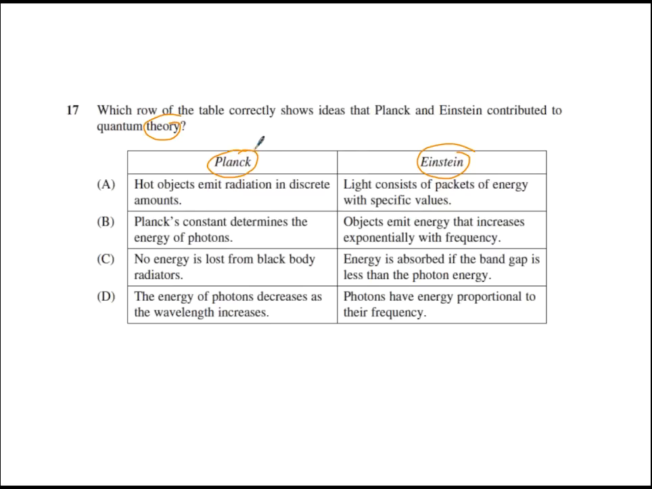Okay, so what Planck did was, of course, he mathematically determined that energy may be quantized in order to explain the black body curve. So he was studying hot objects and trying to come to an understanding of why they produce this classic curve shape that we've talked about before. So going through over here, that hot objects emit radiation in discrete amounts. Well, he definitely did say that. Planck's constant determines the energy of the photon.